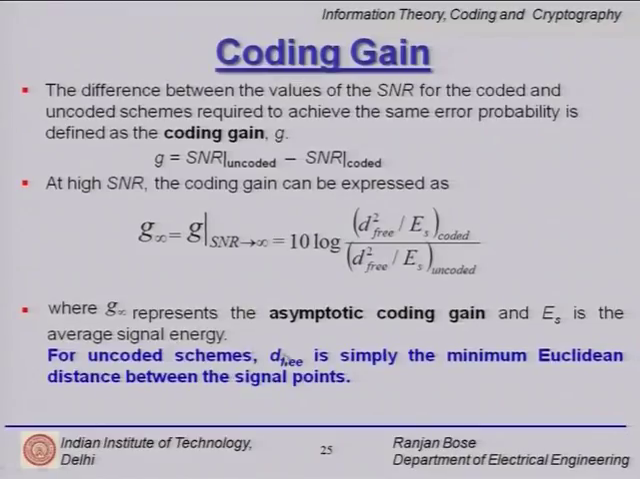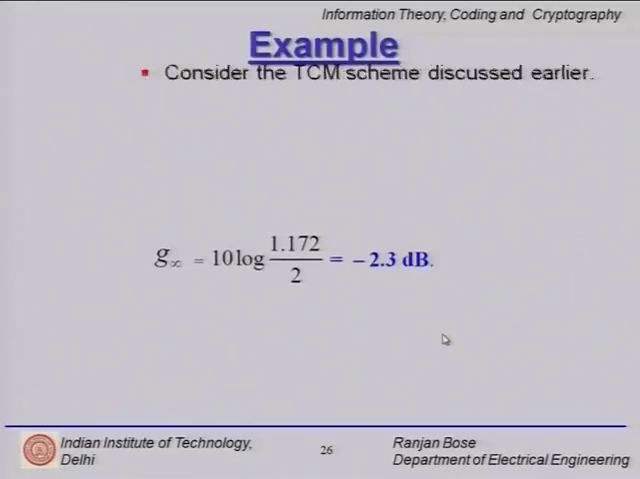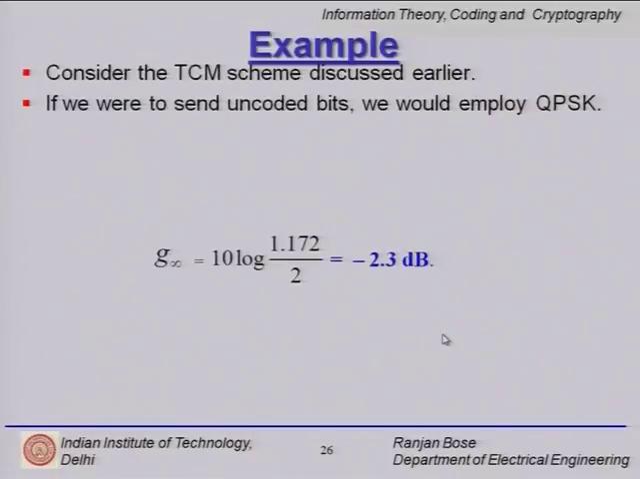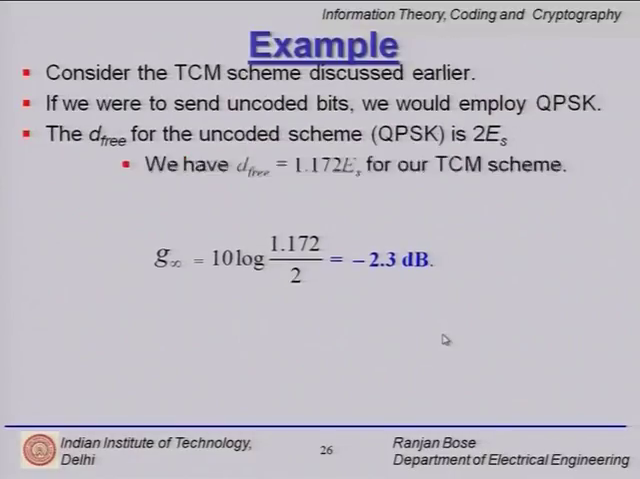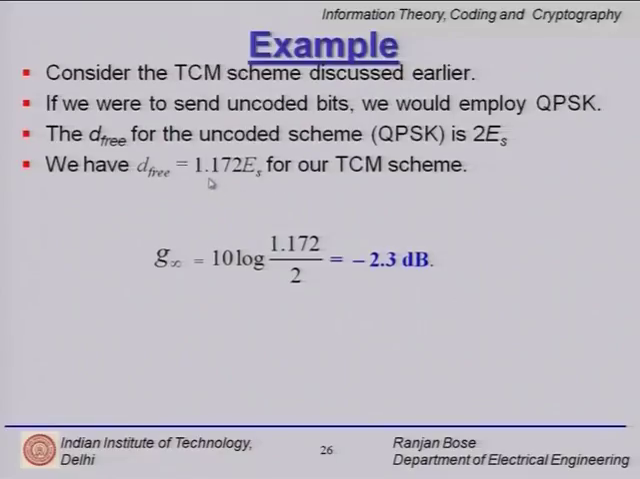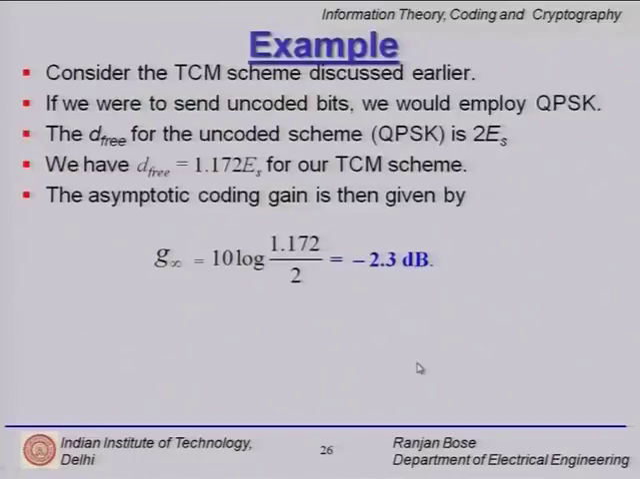So, for the uncoded scheme, d free is simply the minimum Euclidean distance between the signal points. So, uncoded is in the denominator. Let us look at the TCM scheme we considered earlier. We had calculated d free as 1.172 E s for our scheme, but for QPSK the distance between any two signal points is 2 E s. So, G infinity is 10 log of 1.172 divided by 2, equal to minus 2.3 dB, which means that we have actually lost out.